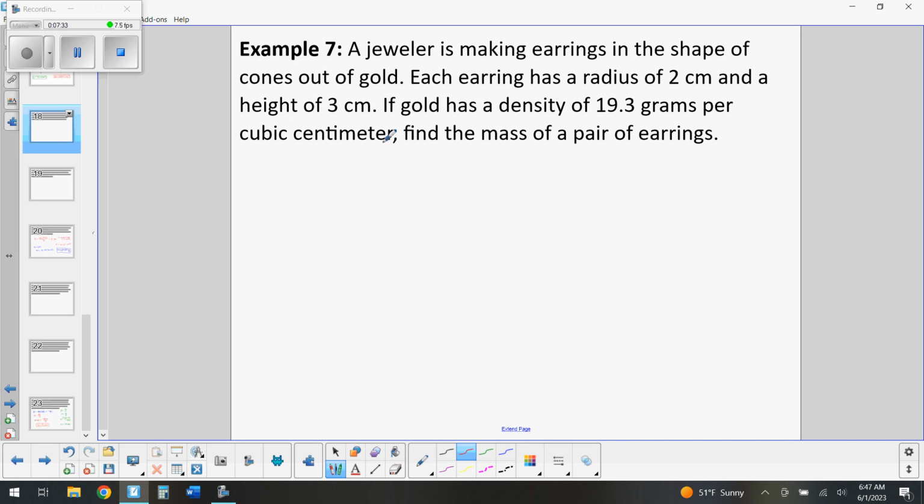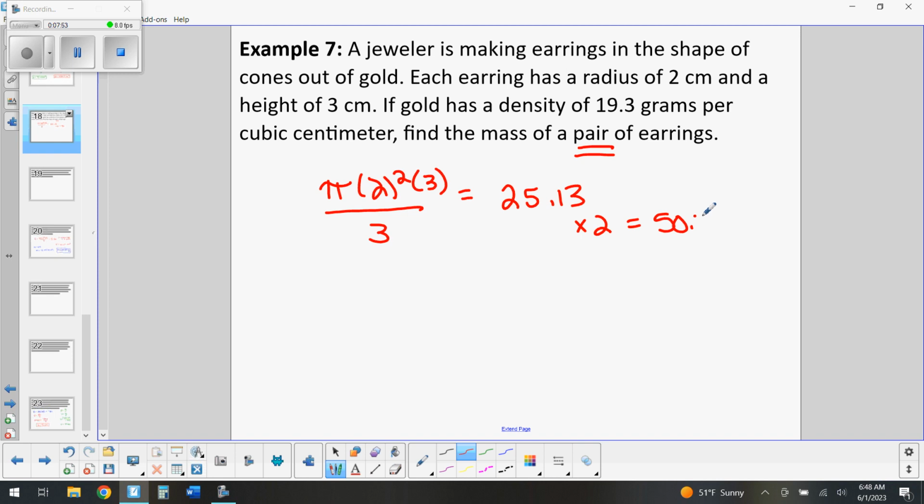So let's first find the volume. So we're going to have pi 2 squared times 3 over 3. So the volume is really 25.13. And if it's talking about a pair of earrings, that means there's 2 earrings, 2 cones. So if I multiply this by 2, I get 50.27 cubic centimeters.